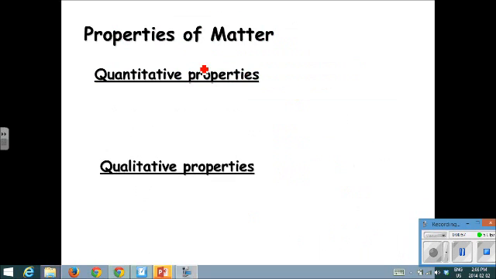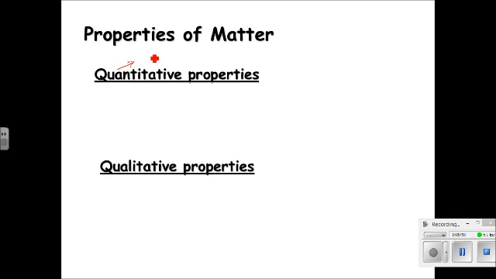So when we talk about the properties of matter, we can define it in several different ways. One way that we can define the properties of matter is in terms of quantitative and qualitative properties. Now quantitative, the root word of this is really quantity.